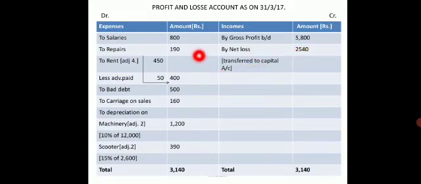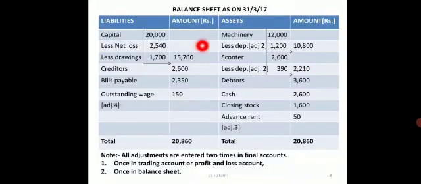So remember, expenses minus incomes gives me net loss. Incomes minus expenses gives me net profit. So here in this problem we are having a loss of 2,540. Now this amount of 2,540 is transferred to my balance sheet. So in this balance sheet we can see all the adjustments of 1, 2, 3, 4 which is done.